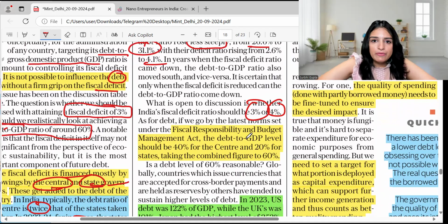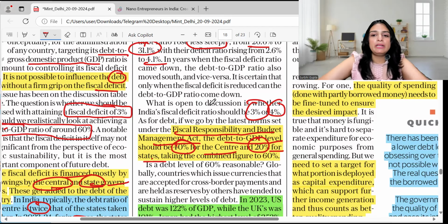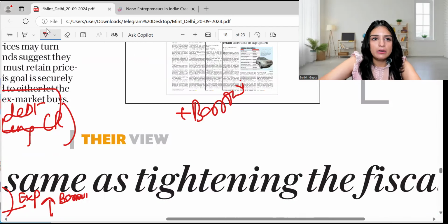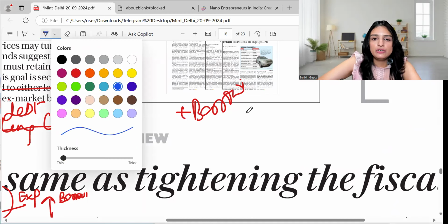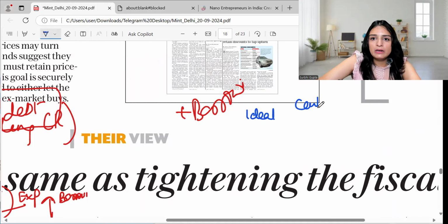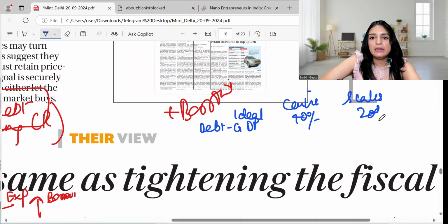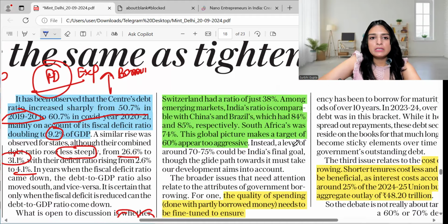As for the debt, if we go by the latest norms set under the Fiscal Responsibility and Budget Management Act, the debt to GDP level should be 40% for the center and 20% for states. In the ideal scenario, centers can borrow 40%, states should ideally borrow 20%, making a total of 60%. What is the scenario right now?